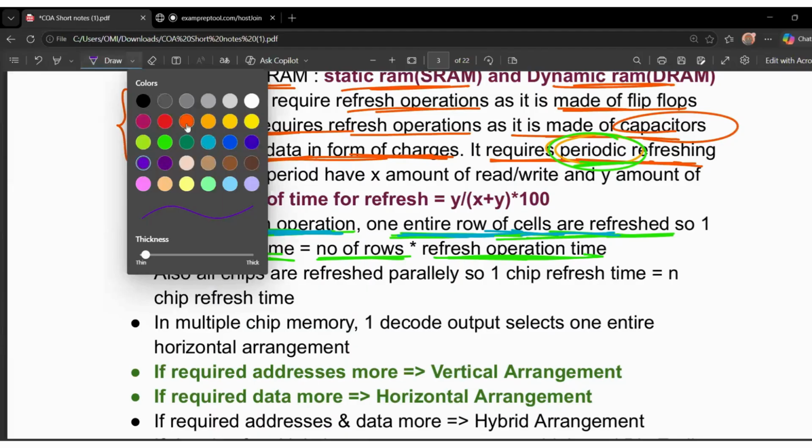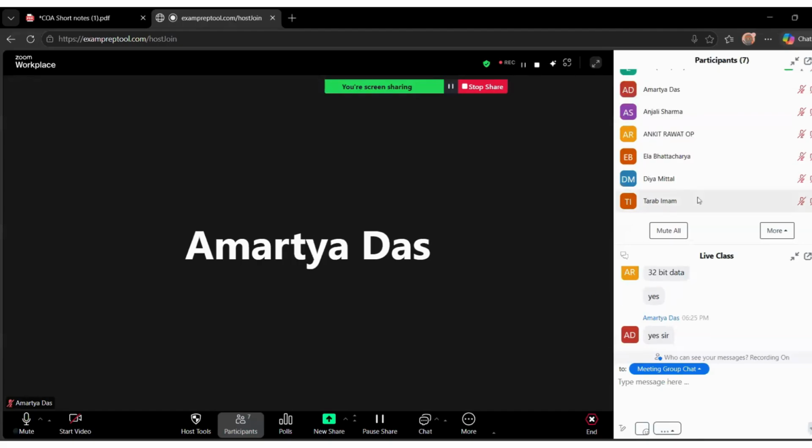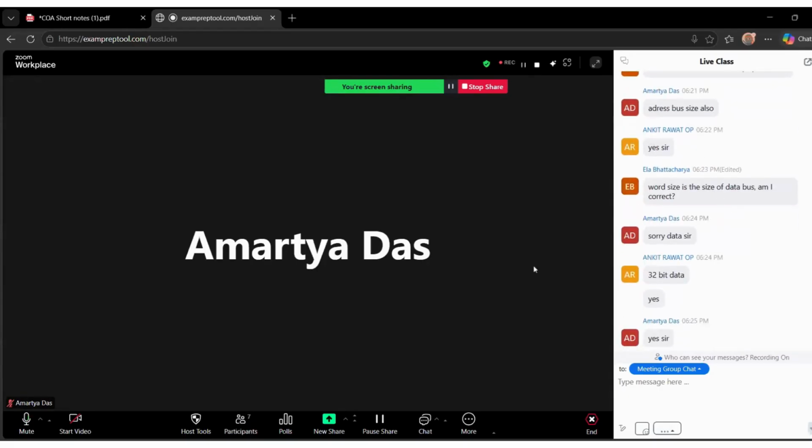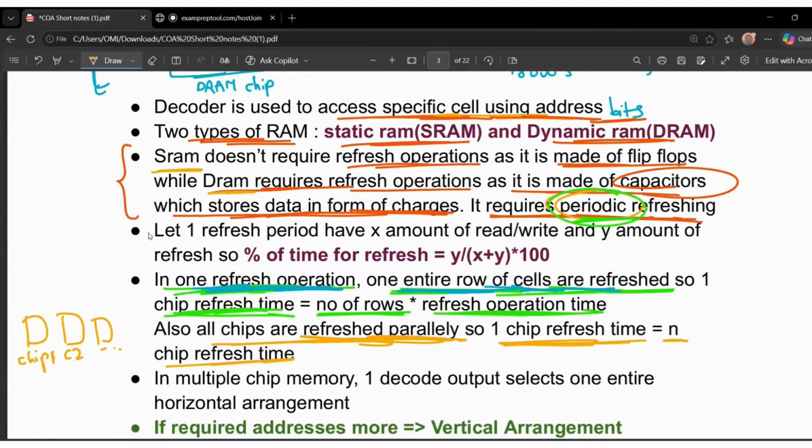And we have also seen that if you have many chips, like this is chip one, this is chip two, and so on, all the chips are refreshed parallelly. So one chip refresh time is equal to n chip refresh time, because all the cells and all the chips are refreshed parallelly. Yes or no?